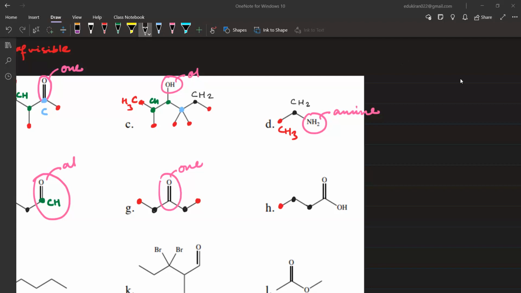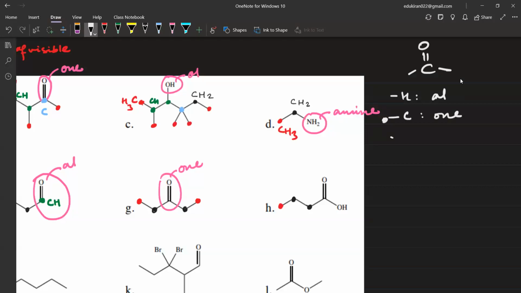Okay. So yeah, I understand the problem now. So see, whenever you see C double bond O, always look right and left. So if on the right side you have hydrogen, then this will be aldehyde. If on either side you have a carbon attached to hydrogen, then this will be aldehyde.